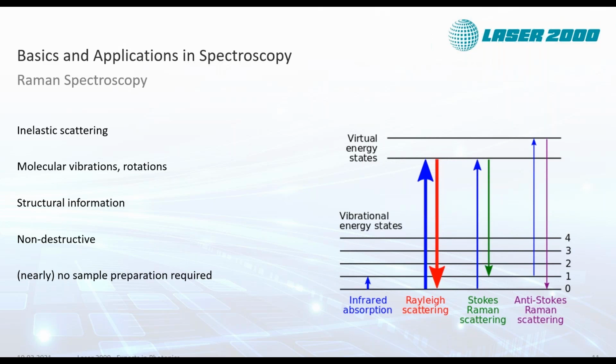The next type of spectroscopy is Raman spectroscopy. This has another physical background. It's described as inelastic scattering of light, and therefore it measures molecular vibrations and sometimes rotations. These vibrations and rotations provide a lot of structural information of the sample, especially in a chemical and physical way. It's a non-destructive technique, and one of the big advantages is there's nearly no sample preparation required.